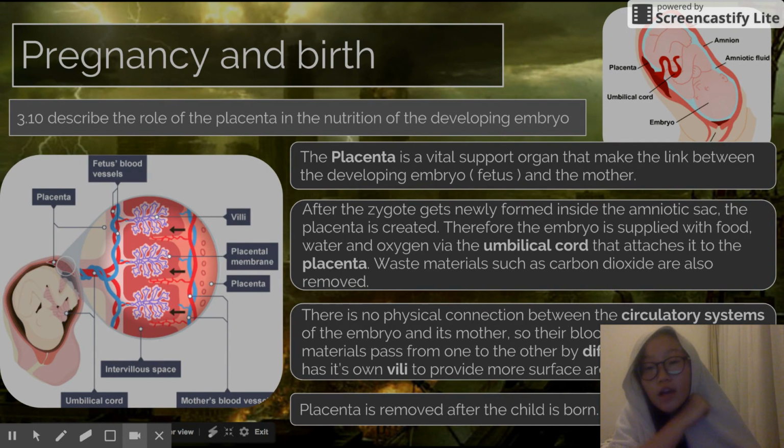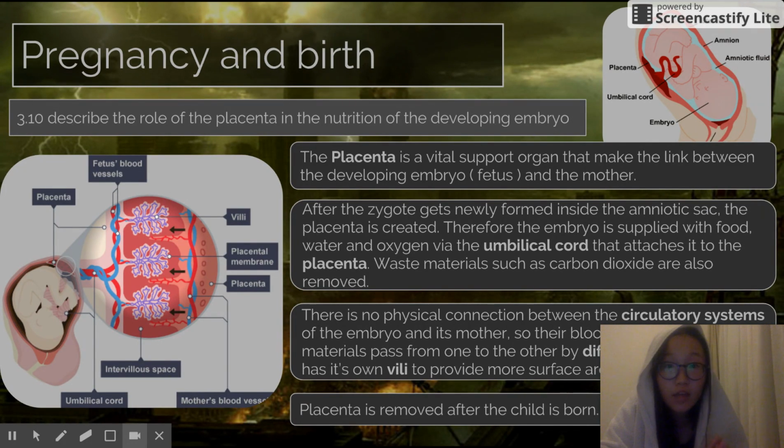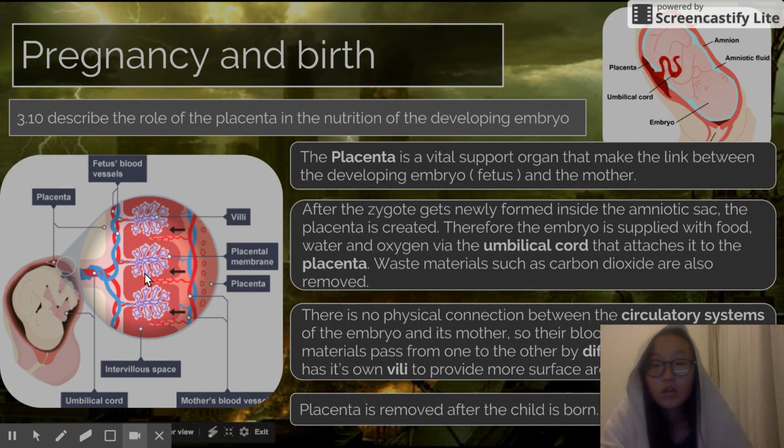You may be confused, but just to clarify, there's no physical connection between the circulatory system of the mother and the embryo, because if their blood types are different, then they might die and it will be fatal. So the circulatory systems are not connected to each other.